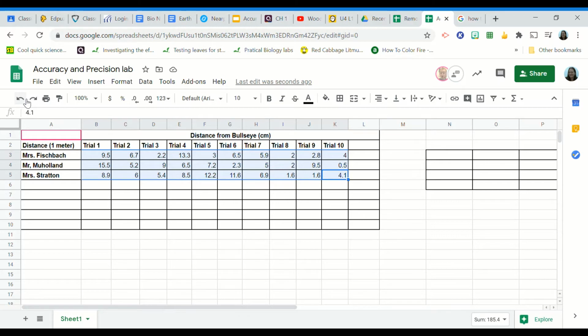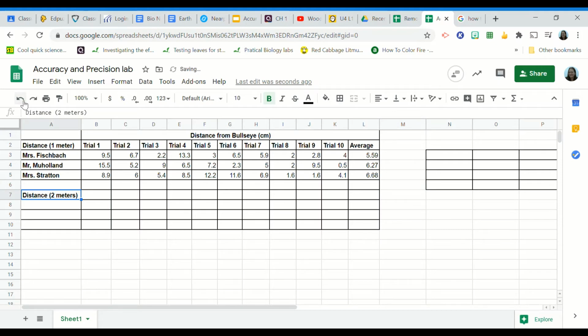Then the next one reads, measured or calculated the average distance. So we have our average there. And now I wrote a function in order to do this. If you look at Mrs. Fischbach at 5.59, I didn't actually have to do that math. What I did, if you look up here in this bar, is you type in equals, and then you type in average, and I highlighted the number of cells that I wanted to take the average for. So now if I were to change any of that data, it would change it also in the average column. So I have our averages here.